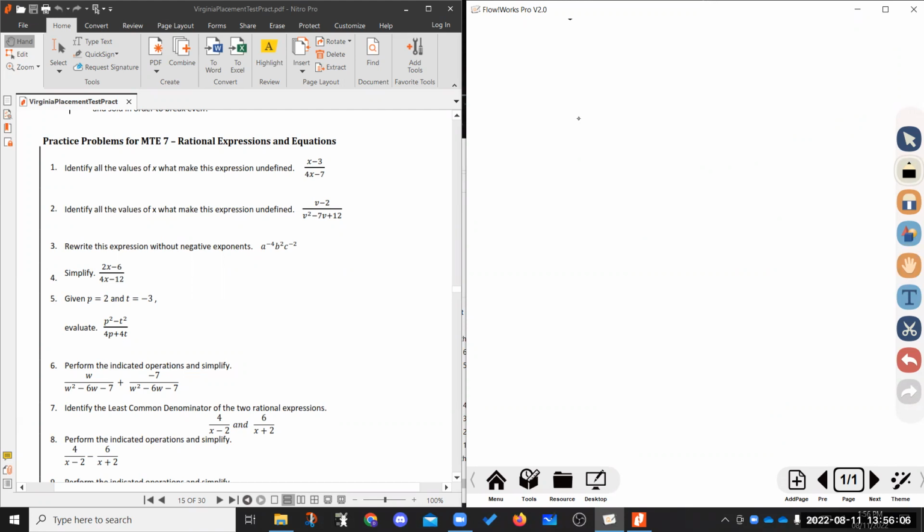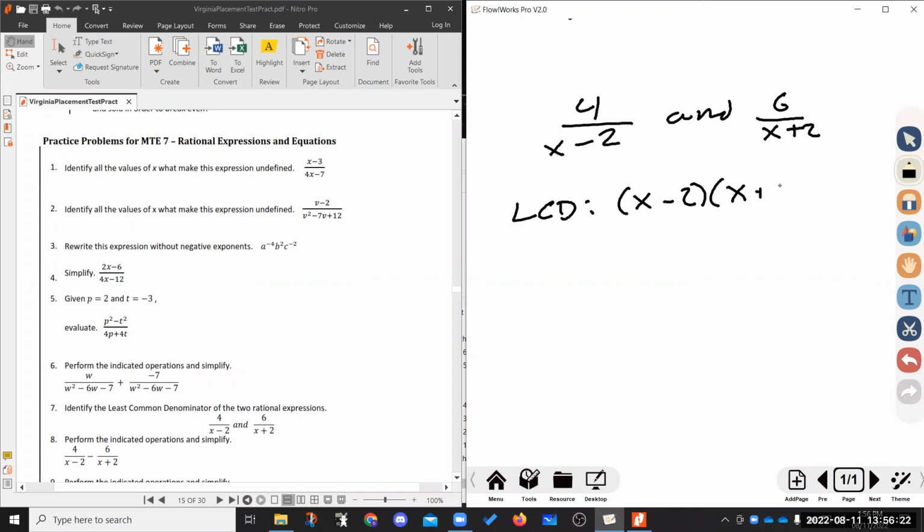Identify the least common denominator between 4 over x minus 2 and 6 over x plus 2. My LCD, because I don't know what x is, is going to have to be these two factors multiplied together, and that gives me the least common denominator or least common multiple, right? Because I would have to multiply the top and bottom here by x plus 2, and over here I'd have to multiply top and bottom by x minus 2.